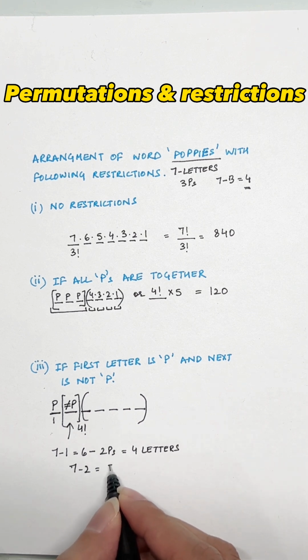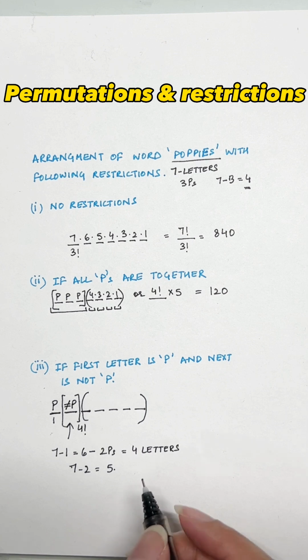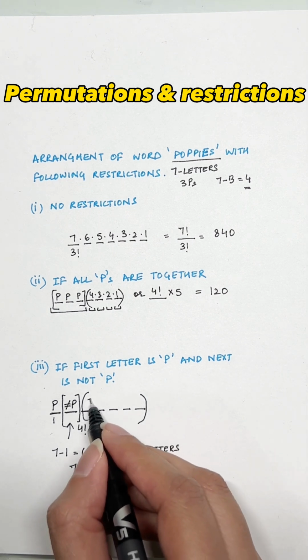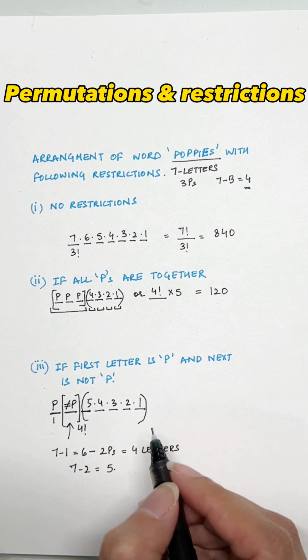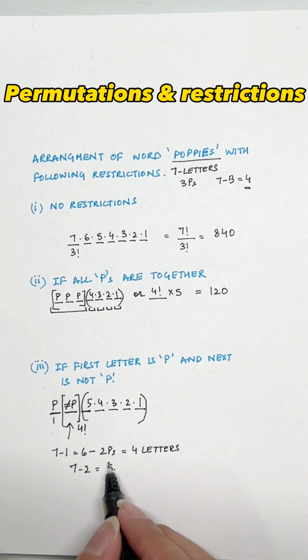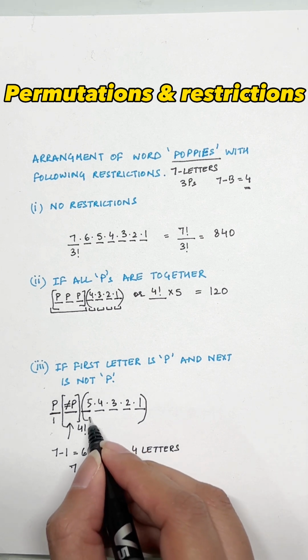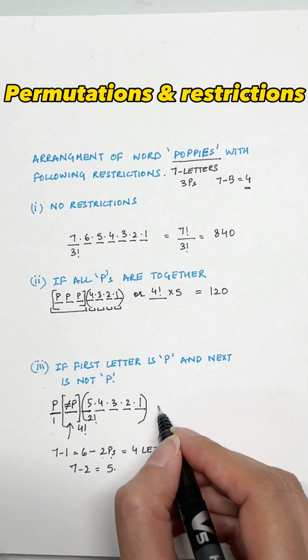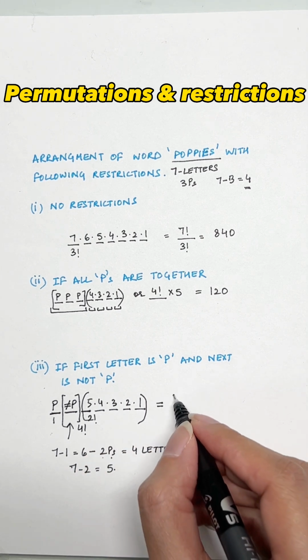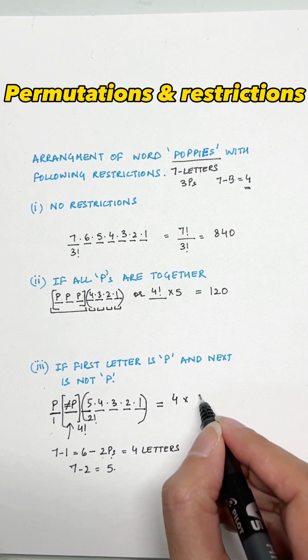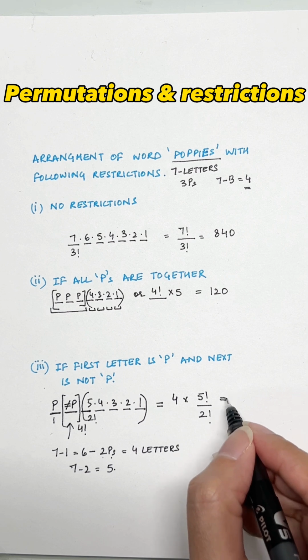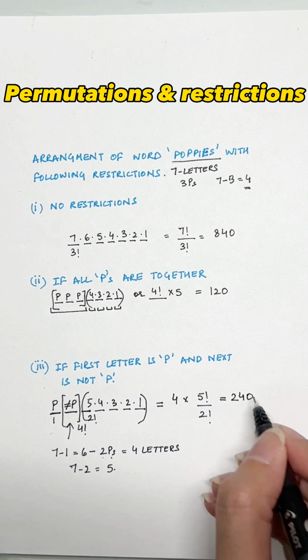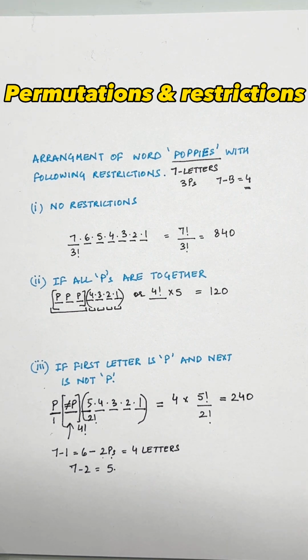So the answer overall is going to be 4 permutations, which is for the second spot, multiplied by 5 factorial, which is the second part of the question, divided by 2 factorial, because 2 P's are repeated. It's confusing, but you should be able to get the answer, and it is 240. Let me know if you have any questions.